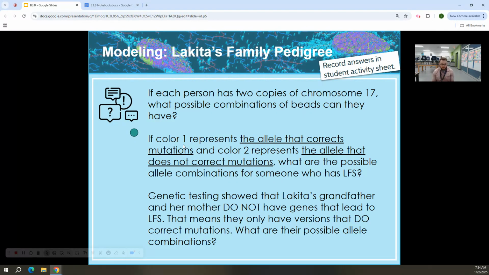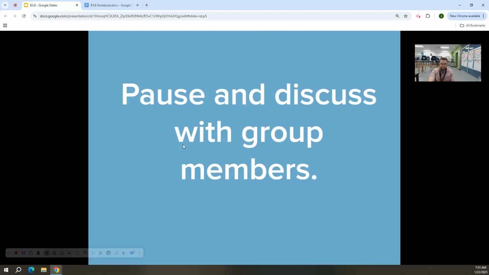Genetic testing showed that Lakita's grandfather and her mother do not have genes that lead to LFS. That means they only have versions that do correct mutations. What are their possible allele combinations? Well, to have LFS, I have to have at least one color 2, so I know my only possible combination is color 1 and color 1. To not have LFS, I have to have all alleles that correct mutations. I cannot have even one allele that is not correcting the mutation. So possible combinations: if I have LFS, I could have a color 1 and a color 2, or 2 color 2s. If I don't have LFS, then I know I have 2 color 1s.